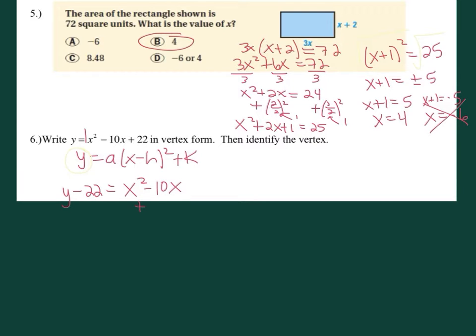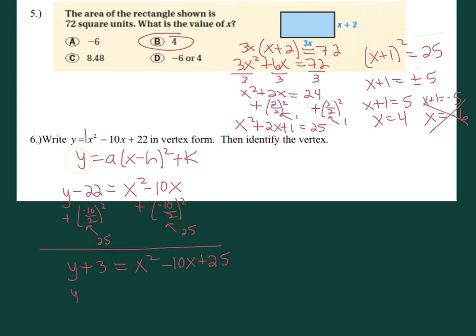Then I'm going to take half of the coefficient of x, square it, and add it to both sides. Well, half of negative 10 is negative 5, squared is 25. So I'm really just adding 25 to both sides. So y, negative 22 plus 25 is positive 3. So y plus 3 equals x squared minus 10x plus 25.